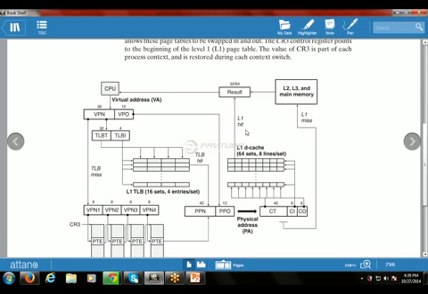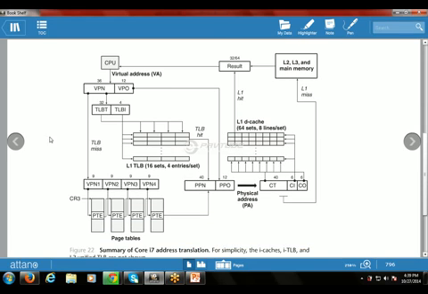Then this shows whenever there is an L1 hit, that is, the data is available or the page is available in the memory, then there is an L1 hit. Then L1 miss, that is the page is not available in the memory. Then there is a TLB hit. So this right-hand portion depends on the L1 cache memory and the left-hand portion depends on the TLB, that is the translation lookaside buffer.